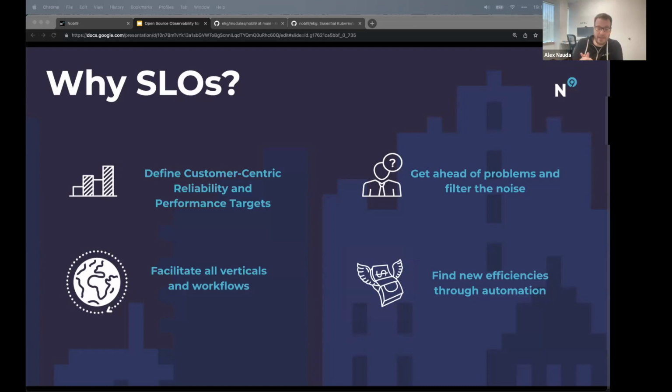Next, it allows us to get ahead of problems and filter the noise. These things just make a better alerting mousetrap and a better reporting mousetrap for operational problems. Third, this works on all different kinds of business verticals, all different kinds of workflows. It's a generalized technique for goal setting that works especially well with telemetry systems. And fourth, it allows us to find new kinds of efficiencies through automation. At scale, if you're running a ton of stuff, there's no substitute to having SLOs to help you govern that, okay? If you want to learn more, you can hit up our website, noble9.com, or many of our other educational resources, and we'll be sharing some of those during this session.